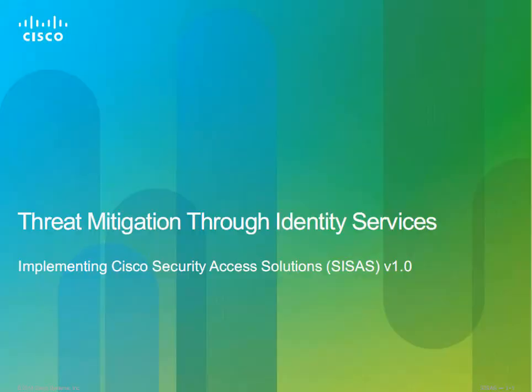All right, welcome to module number 1, Threat Mitigation through Identity Services, module number 1 of the SISAS course. In this module, we're basically going to focus on 3 primary objectives. We're going to take a look at how ICE or Identity Services fits into the overall architecture of your security posture. We know we talk a lot about this concept of defense in depth in network technology, making sure that we have multiple layers of protection and defense.